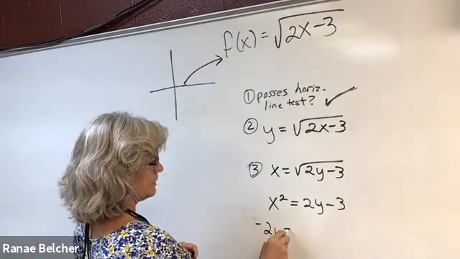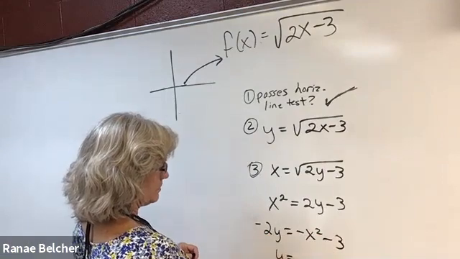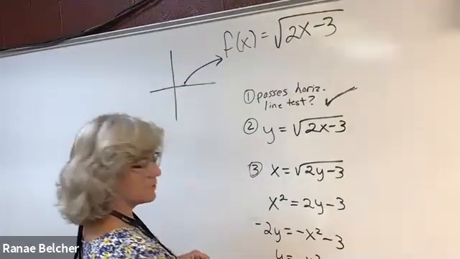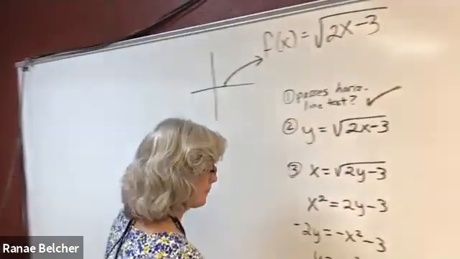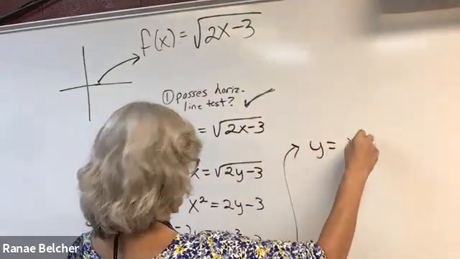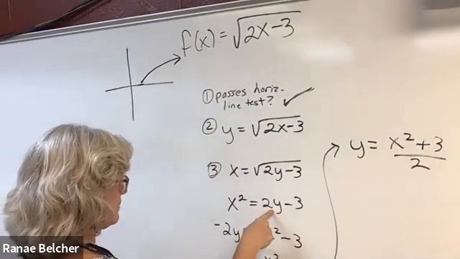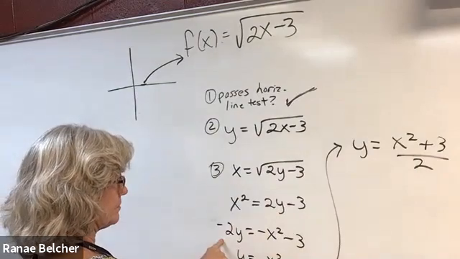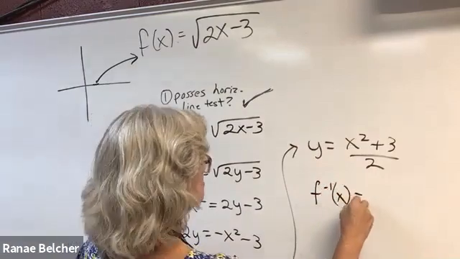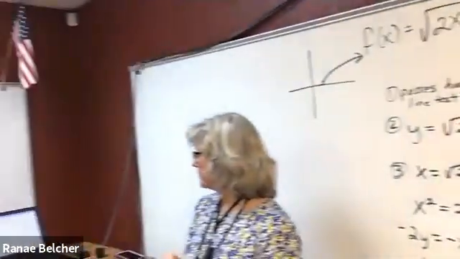Negative 2y equals x squared minus 3. Y equals x squared plus 3 over 2. Do you have x squared plus 3 over 2? Yeah. I didn't have negative 2y. I'm sorry? 2y was positive over here, so I brought it over here and it became negative. You probably did it a different way. Did everybody get x squared plus 3 over 2?